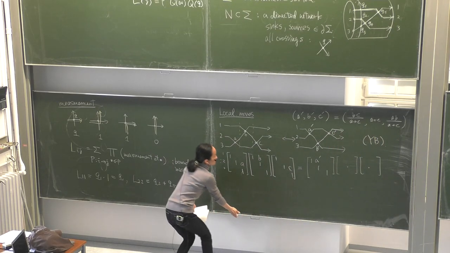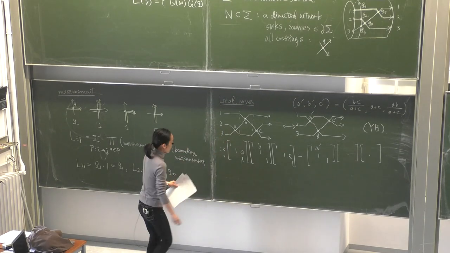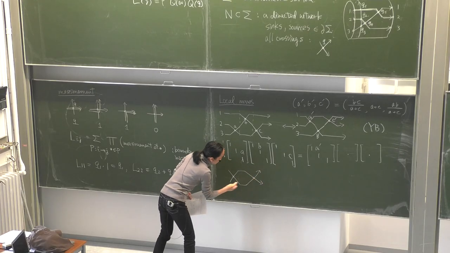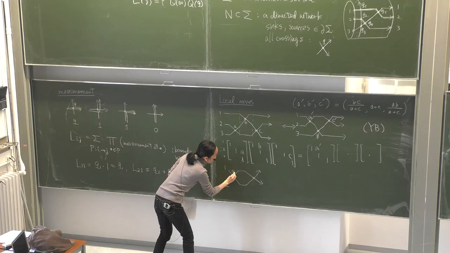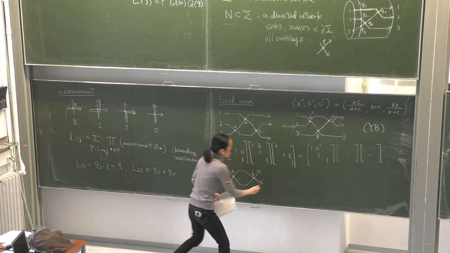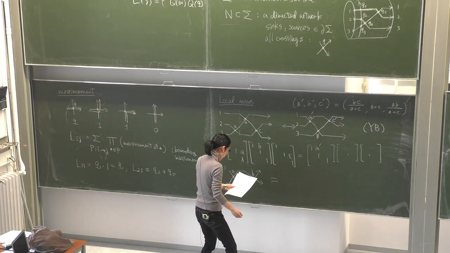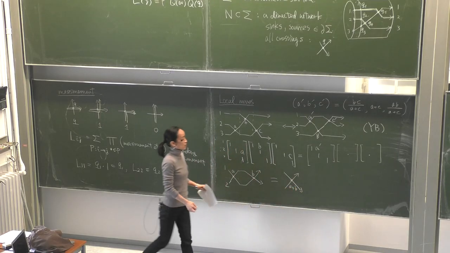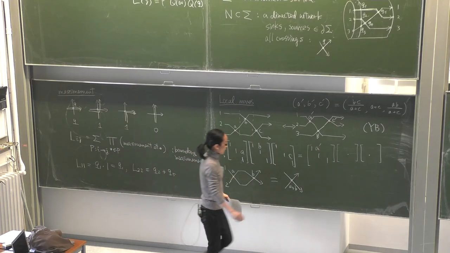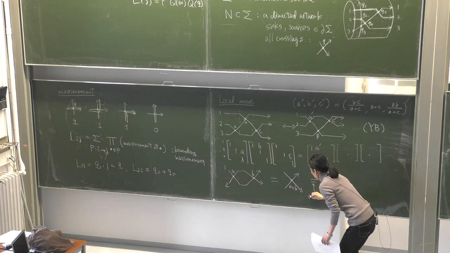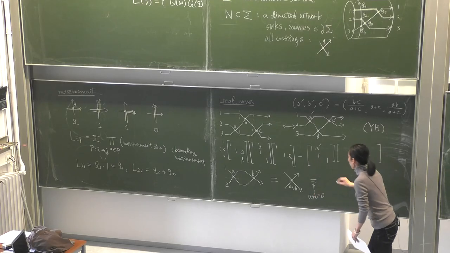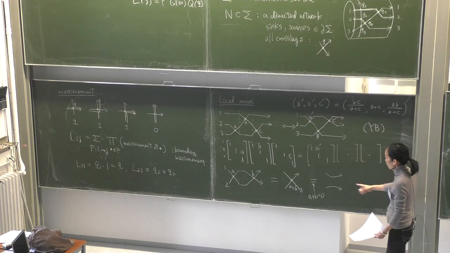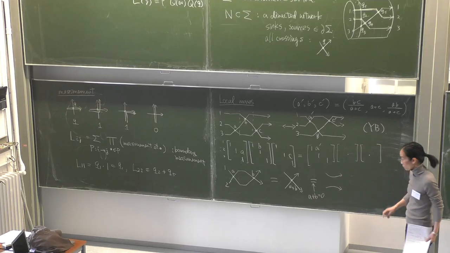And the second one is much easier. If you have two crossings of two wires like this, then it is equivalent to one crossing with measurement A plus B here. And if A plus B is zero, then it is nothing but two parallel wires. You can check this phenomenon by using 2x2 matrices.